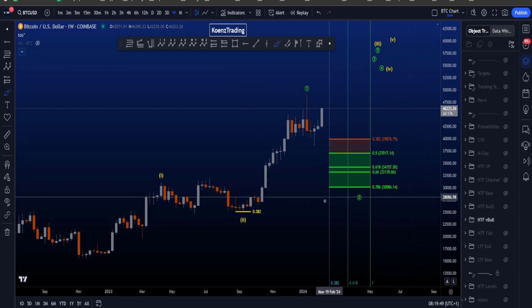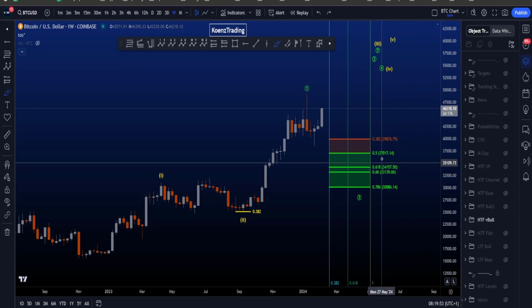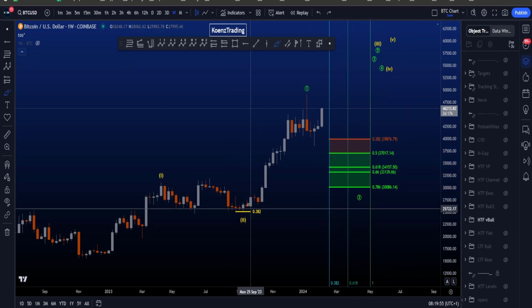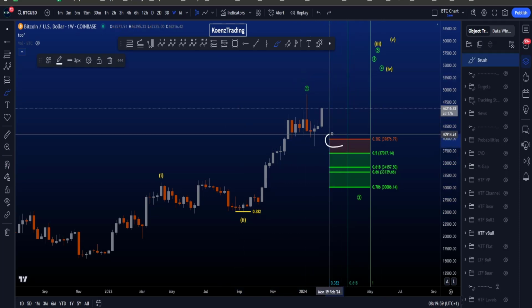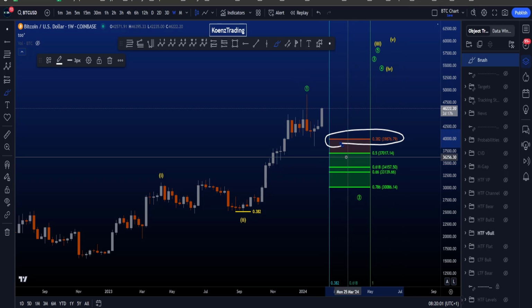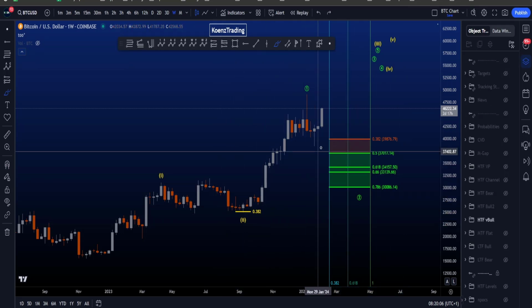Now in this scenario, the common target area for your second wave 2 here is between the 0.5 and the 0.786 pulled from the low to the high of the second wave 1. The 0.382 is a less common target for a wave 2. We already hit it over here and preferably we don't do it again.